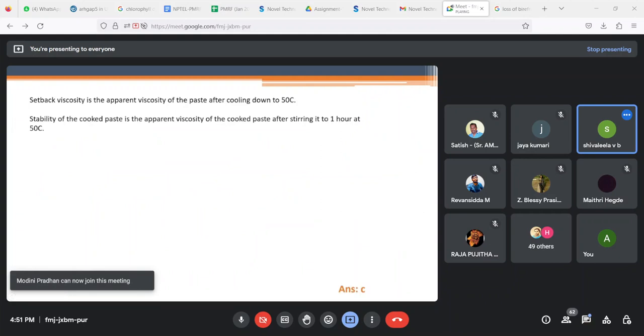So the answer is option C. This is also very well explained in lecture 5. So if you guys have any doubts, you can refer to lecture 5 as well, or you can post your questions in the group chat.